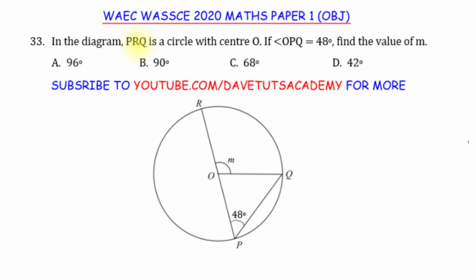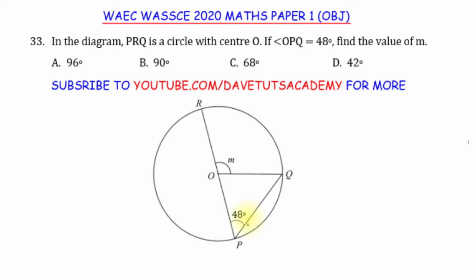In the diagram, PRQ is a circle with center O. Okay, if angle OPQ, this angle here, is 48 degrees, we have to find the value of M. So our task in this particular question is to find the value of angle M here. Okay, no problem with that.